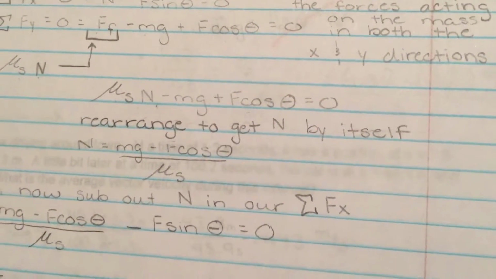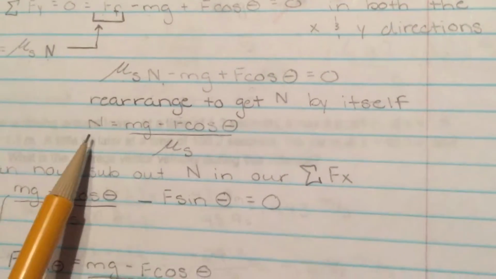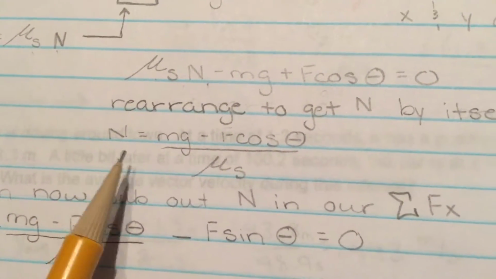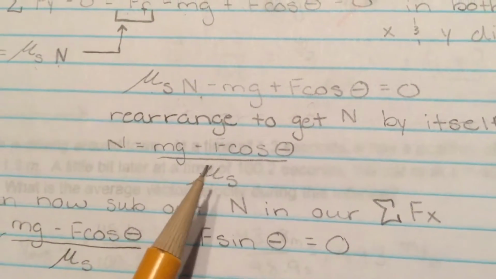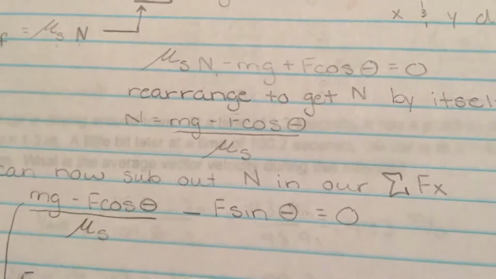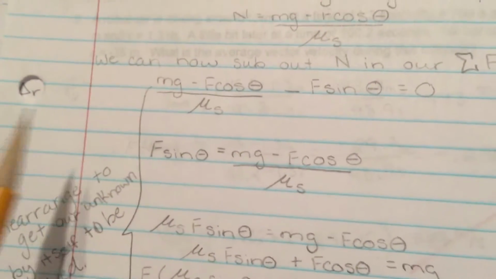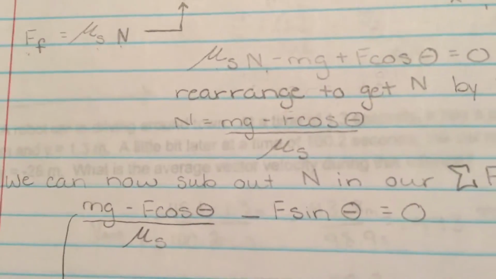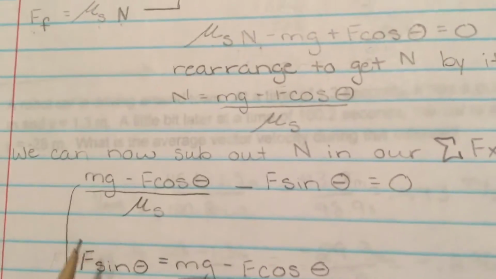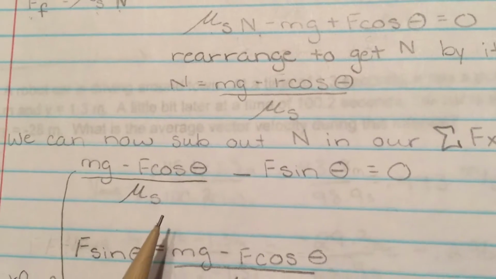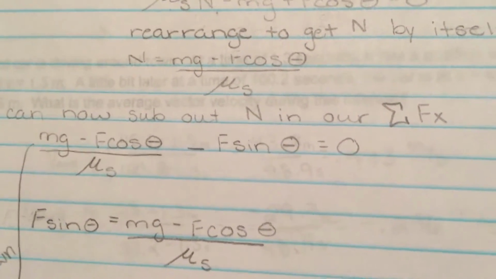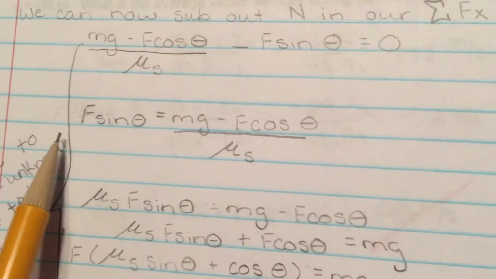We rearrange to get n by itself because we're going to end up subbing in the sum of x equation. So we have the normal force equals the weight minus force unknown cosine divided by mu. And then now that we have n by itself, we can now sub out n in our sum of x equation, which is going to be mg minus force unknown cosine divided by mu minus the force sine theta equal to 0.